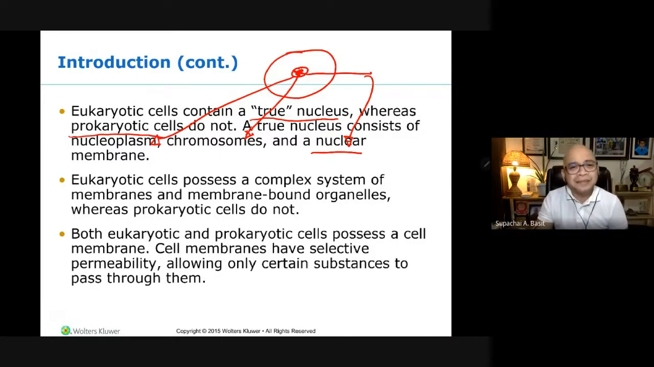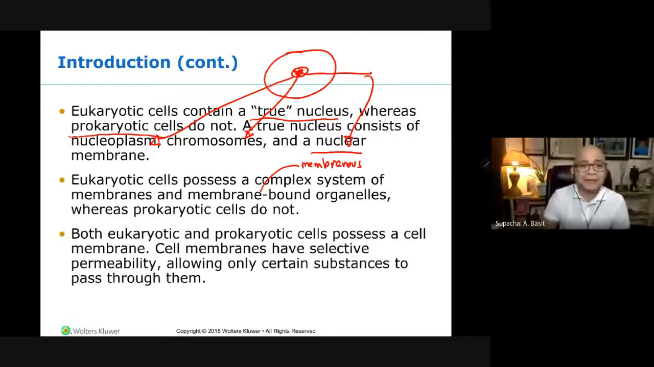Now, another important characteristic of eukaryotic cells is that they are composed of a complex system of membranes and membrane-bound organelles. Sometimes these are otherwise known as the membranous organelles. Prokaryotic cells do not have membranous organelles. Now, both eukaryotic cells and prokaryotic cells possess a cell membrane.